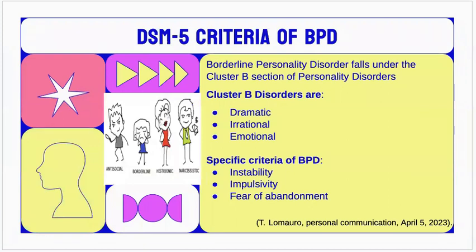Here's the DSM-5 criteria of borderline personality disorder. There are three clusters of personality disorders, clusters A, B, and C. And when defining a disorder, you must also explain it in terms of the larger cluster that it fits into. So there's the borderline personality disorder criteria, and then since it fits into cluster B, there are the criteria at large for all cluster B disorders. Cluster B disorders are dramatic, irrational, and emotional. And specifically, borderline personality disorders have instability, impulsivity, and fear of abandonment.